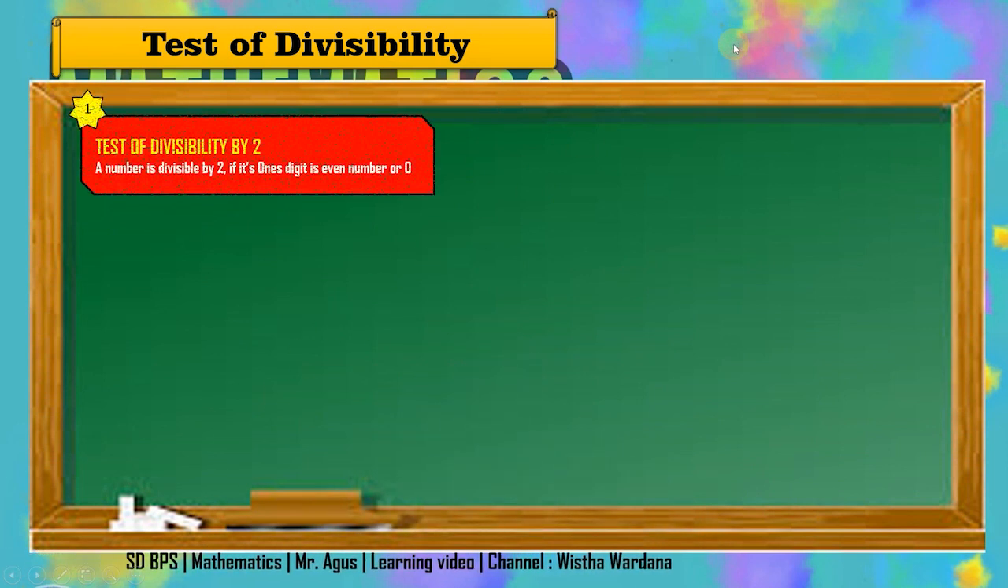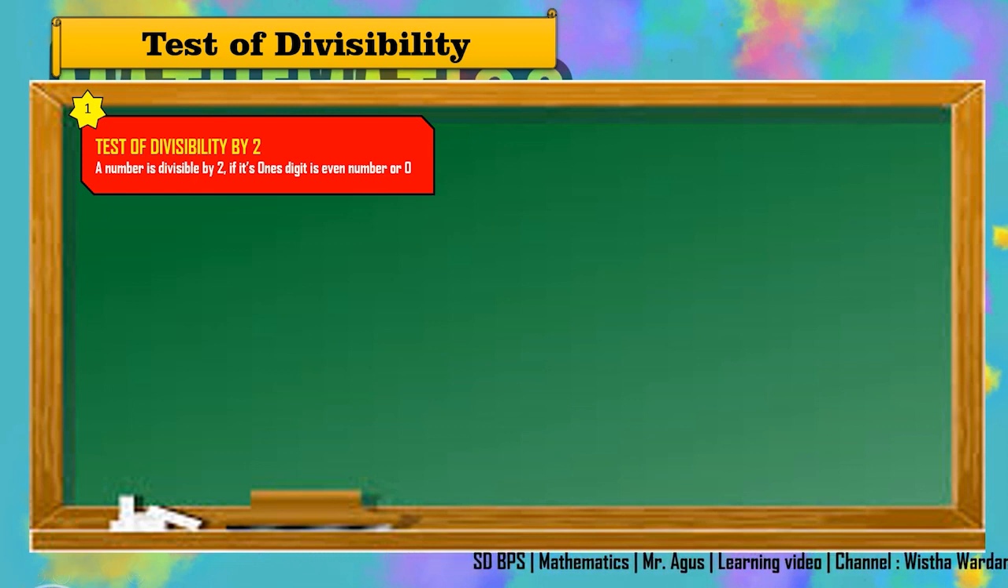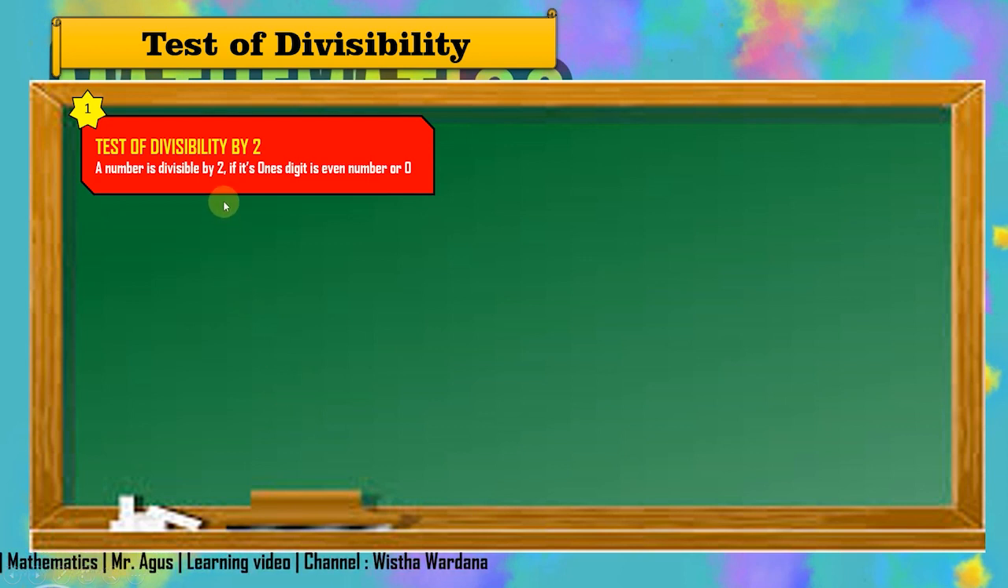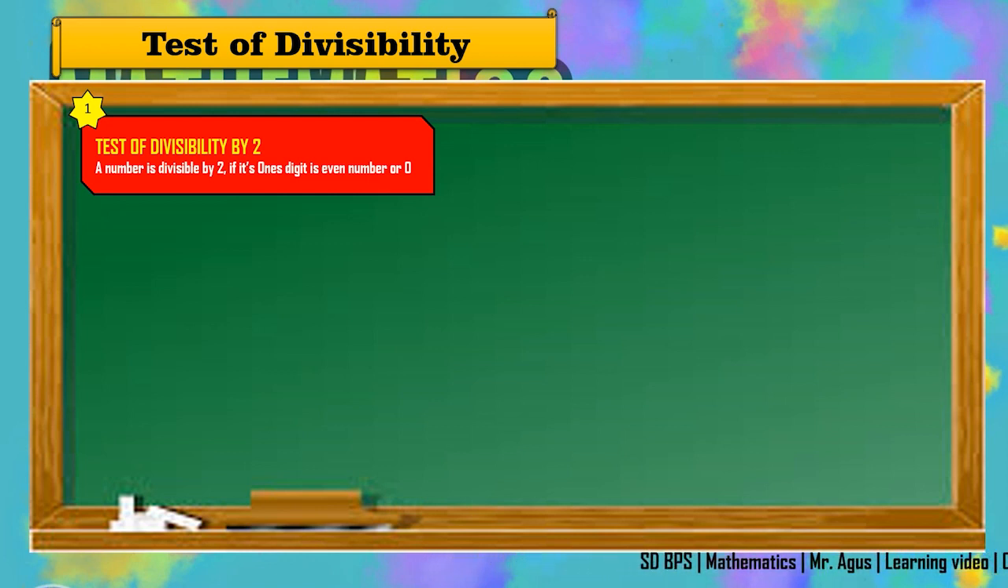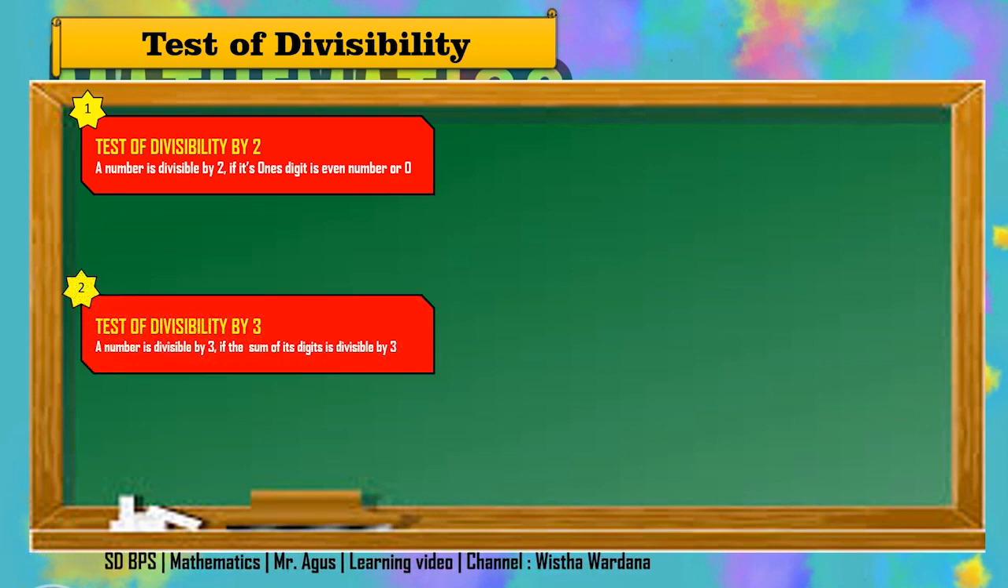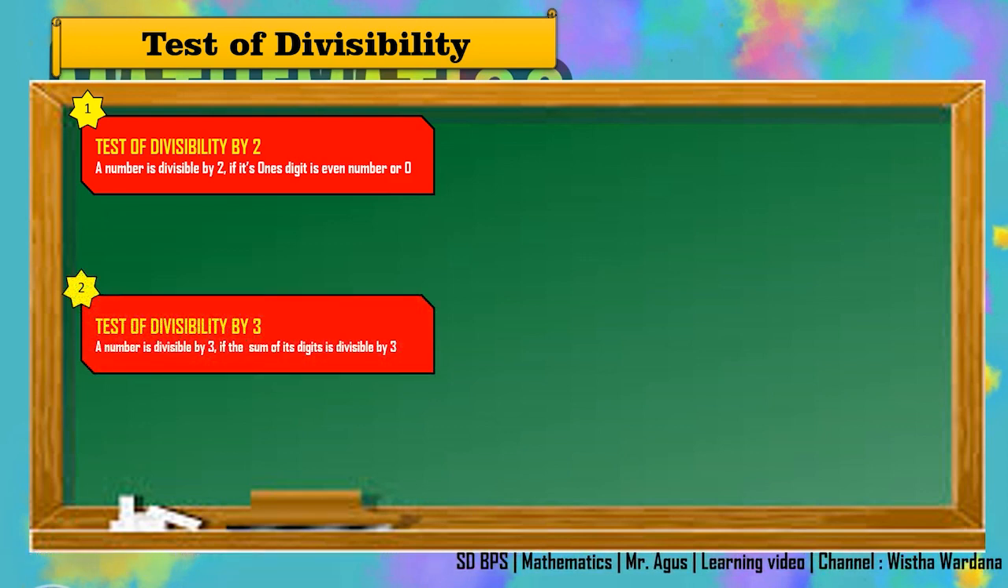Test of divisibility starts from test of divisibility by 2. A number is divisible by 2 if its last digit is an even number or 0. So you can say the number that is divisible by 2, we call an even number. So even numbers, of course, are divisible by 2. Number 2, test of divisibility by 3. A number is divisible by 3 if the sum of its digits is divisible by 3.